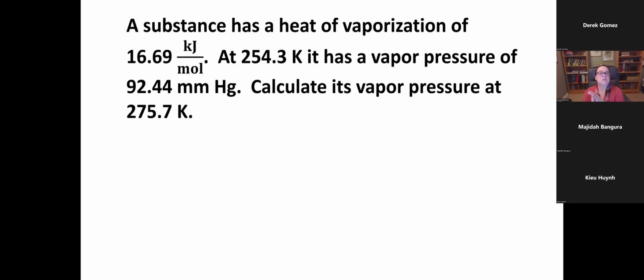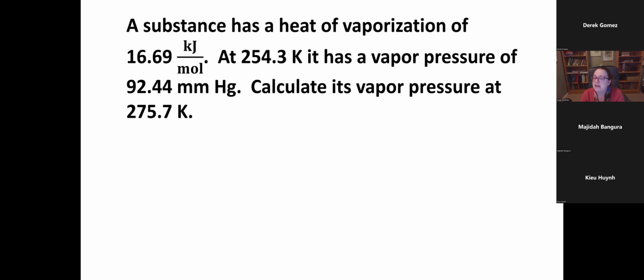Okay, so here's our question. A substance has a heat of vaporization. Remember, that's delta H for the vaporization process. It's an enthalpy change for that process of 16.69 kilojoules per mole. At 254.3 Kelvin, it has a vapor pressure of 92.44 millimeters of mercury. Calculate the vapor pressure at a different temperature, 275.7 Kelvin. All right. How do we even know what to do with this information?